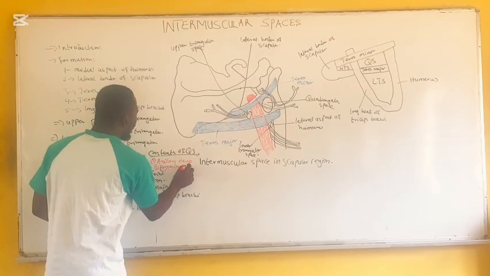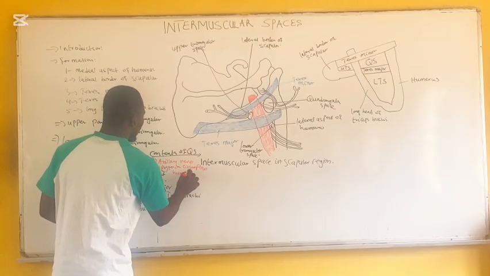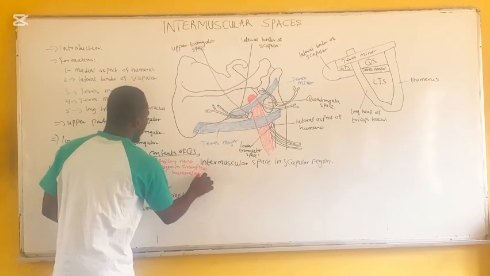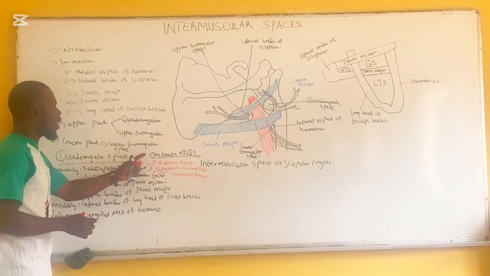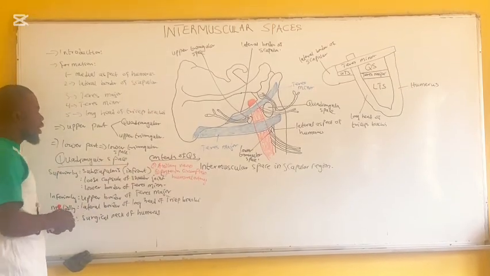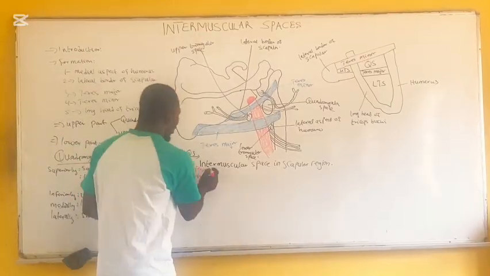Posterior circumflex humeral artery. So these are the contents of the quadrangular space: the axillary nerve and posterior circumflex humeral artery. The next one is the upper triangular space.